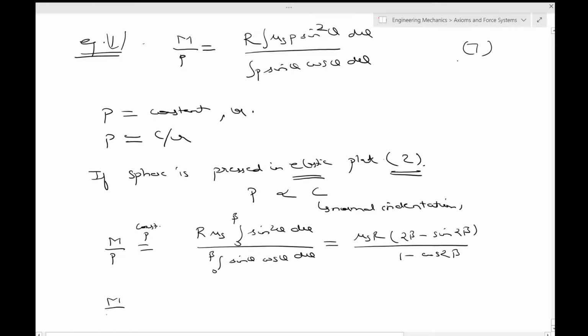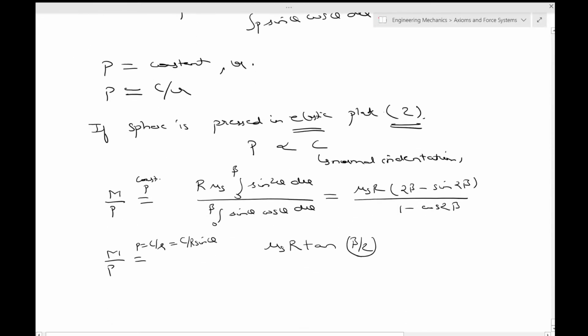Now m by p again, for p equal to c by r, make the substitution yet again. So r is equal to r sine theta, so this can be written as c by r sine theta. This would give us m by p is equal to mu s r tan beta by 2, and m by p for p proportional to c, which is the indentation. Actually this c is a constant, okay, this c is the indentation.